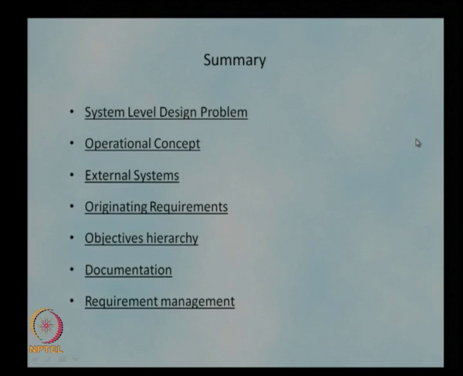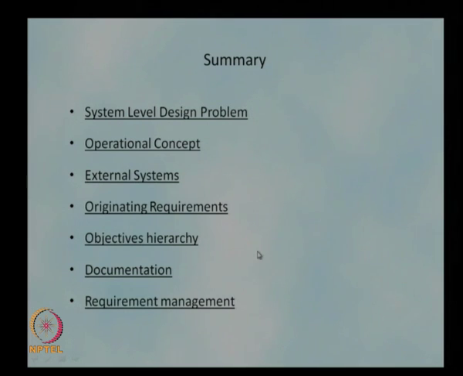To summarize whatever we discussed in the last two lectures, basically we discussed the system level design problem as the initial first function of the design process. We discussed that there are 6 functions, and the first one is the system level design problem. Under this we discussed the operational concepts, how we develop a very preliminary operational concept, how we identify the external systems, how we look at the originating requirements, how we look at the objectives hierarchy, and then how we document and manage the requirements.